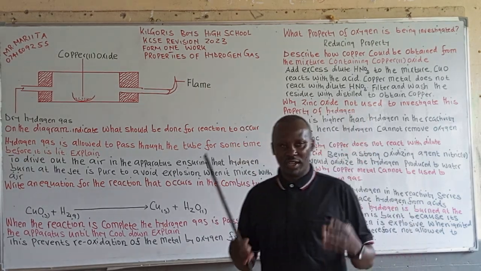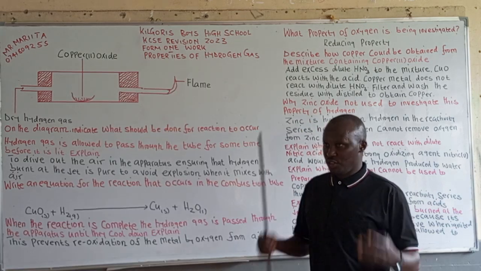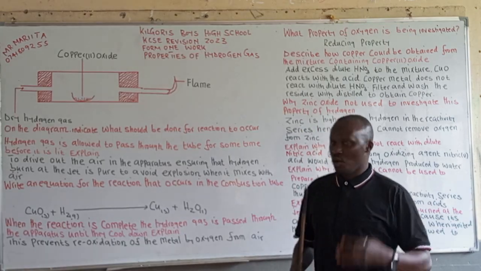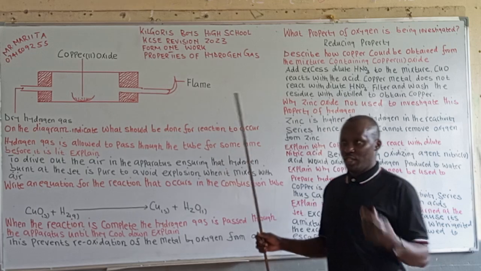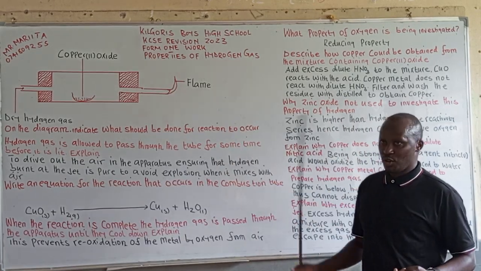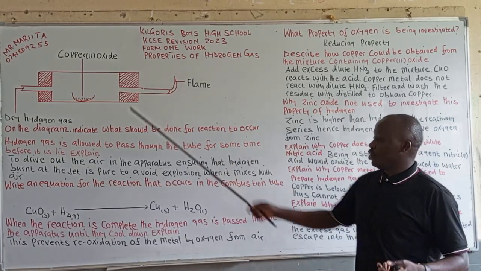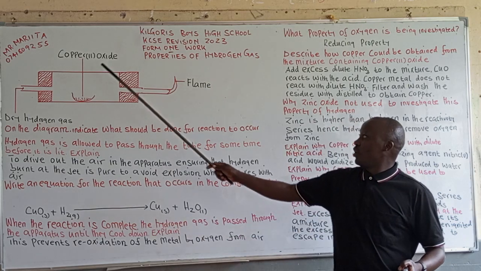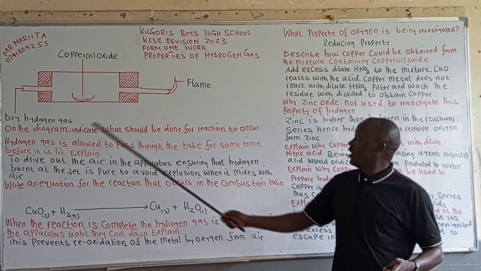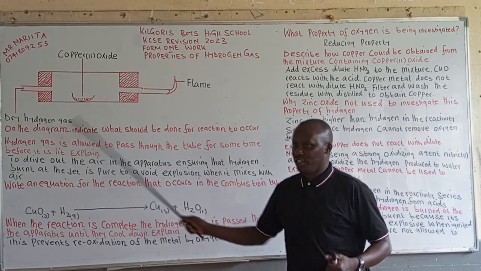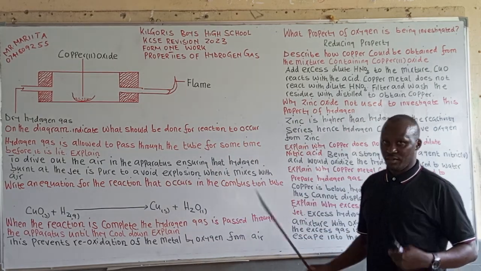Today we are revising a very important question, the properties of hydrogen gas. So you can look at my diagram. We have copper oxide, then we have dry hydrogen gas, then we have the flame.